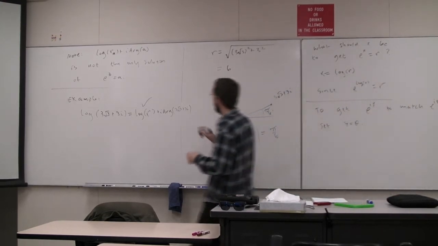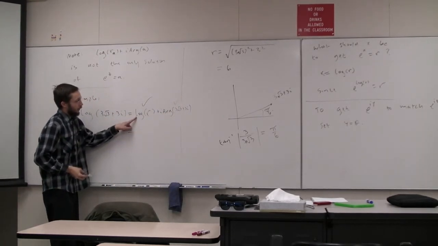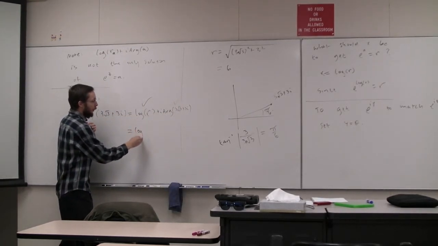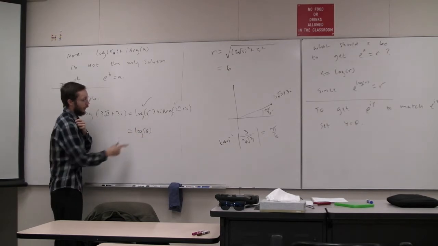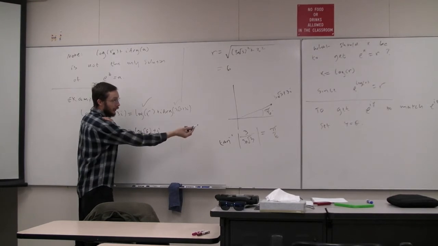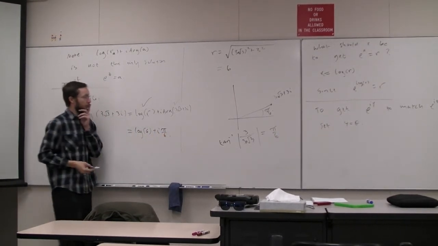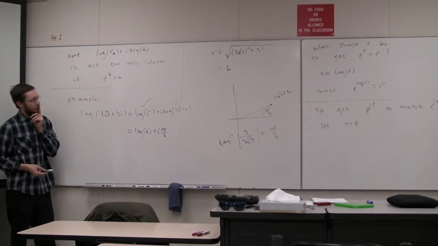And so, like I said, we've just computed these things. To compute this logarithm, we take log of the radius. This is the real logarithm here. Plus i times the argument for that angle, pi over 6.